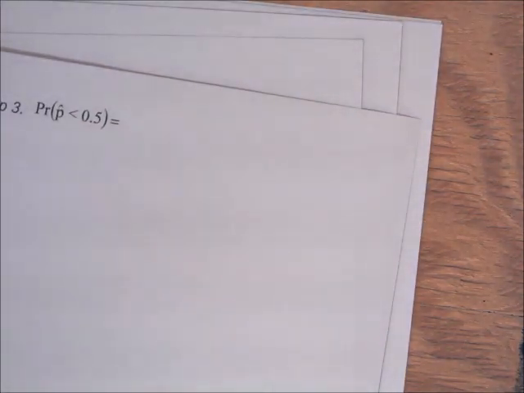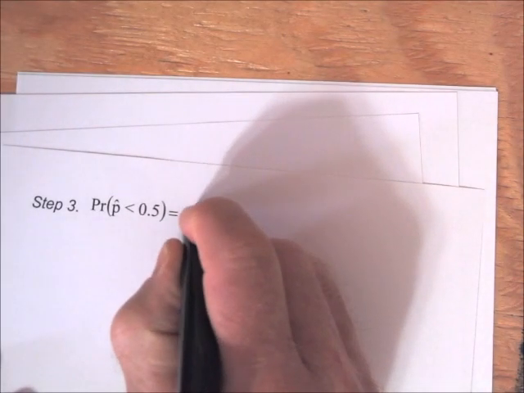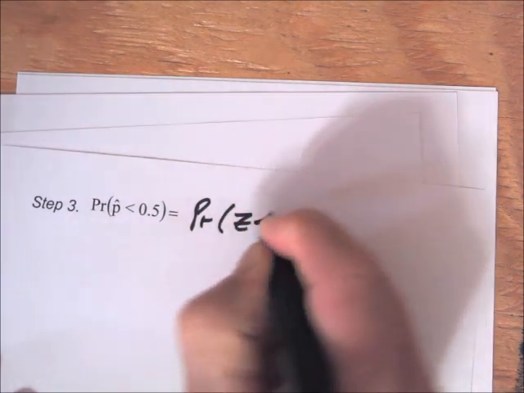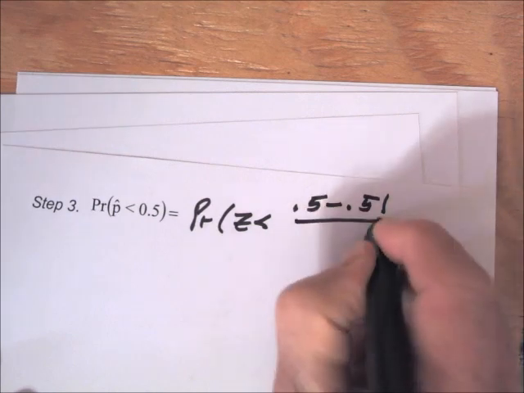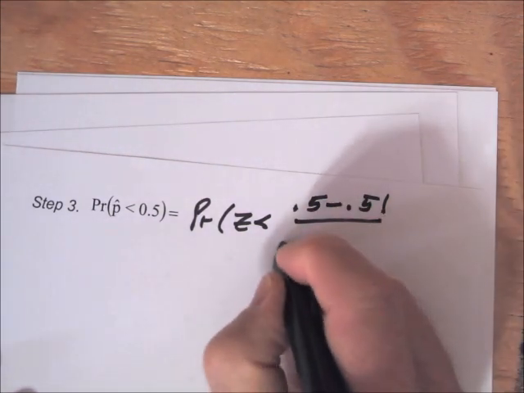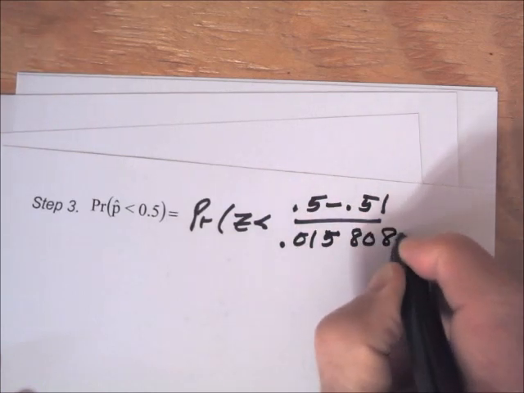we want the probability p hat is less than 0.5. So with the sample proportion, normally you don't use continuity correction, although it would be more accurate if you did. But usually the numbers are such that it's not going to make a big difference if you're using a sample proportion. So we want the probability p hat is less than 0.5, and we want to convert that into a z-score. Probability of z is less than 0.5 minus the mean of p hat, which is 0.51, divided by the standard deviation of p hat, which is 0.0158082226.